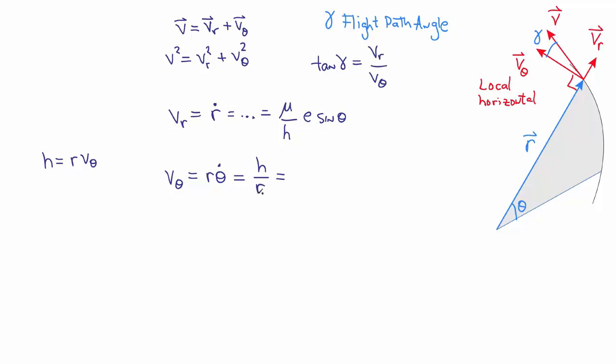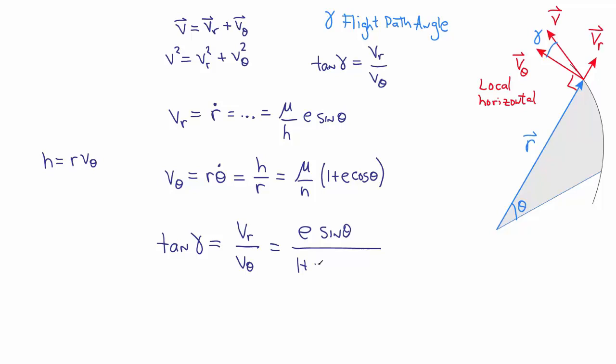Now, if we fill in the trajectory equation for r, then we end up with the following. Mu divided by h times 1 plus e cosine of theta, where for the moment the angle theta we've included as the true anomaly, which would normally be indicated with the letter nu. All right, but given these two quantities, the two components, we can now develop a relationship to calculate the flight path angle gamma.